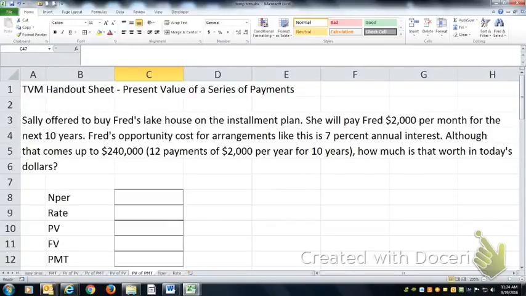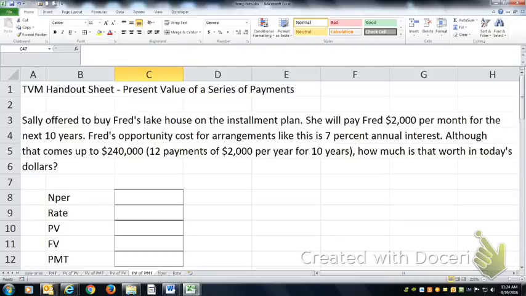This series of problems calculates the present value of a set of payments that occur at each of the periods. So if there's a series of equal payments, that's an annuity, those numbers go into the PMT, and they have to be the same amount and occur on each of the periods.